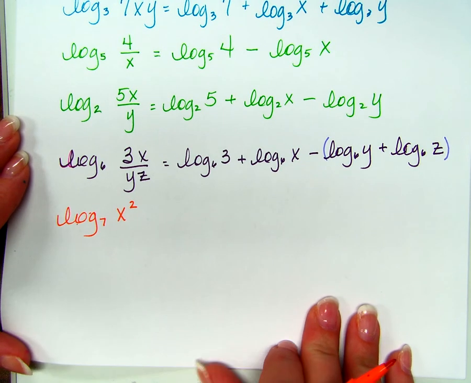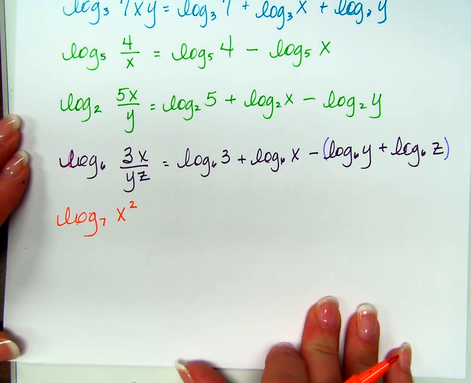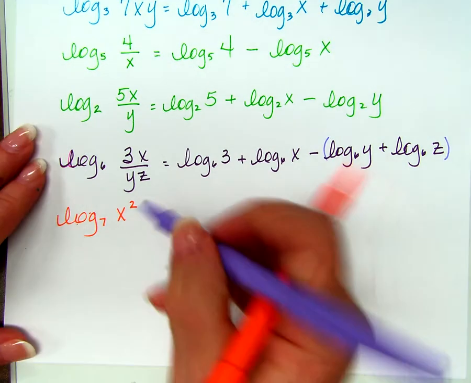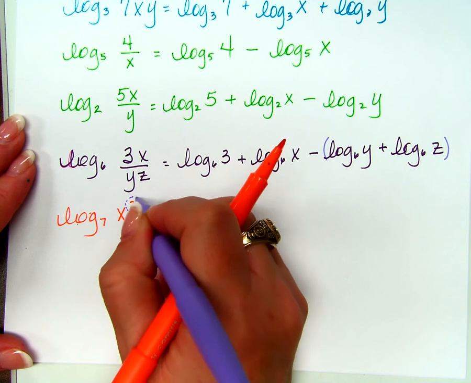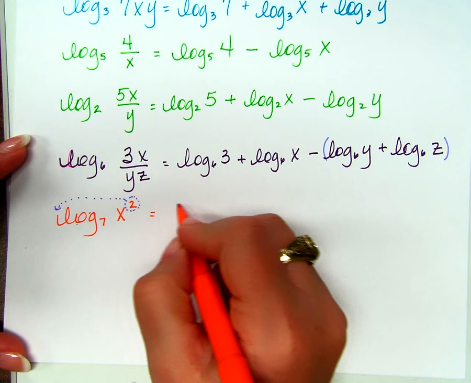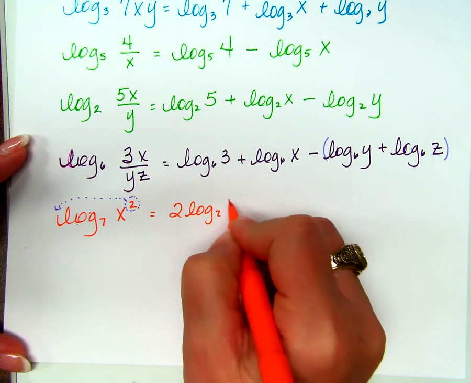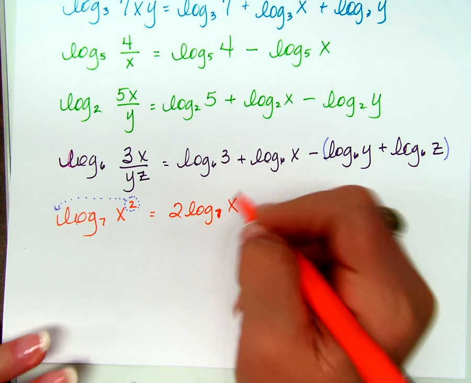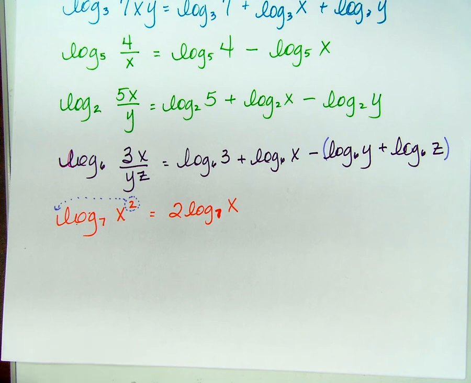You don't notice anything different? Oh, it's squared. It has an exponent inside the log, right? We don't have exponents inside of logs. Okay? This exponent comes down in front like a multiplier. 2 log base 7 of x. That's a 7. It's supposed to be a 7. Got it? That would be the answer, yeah.